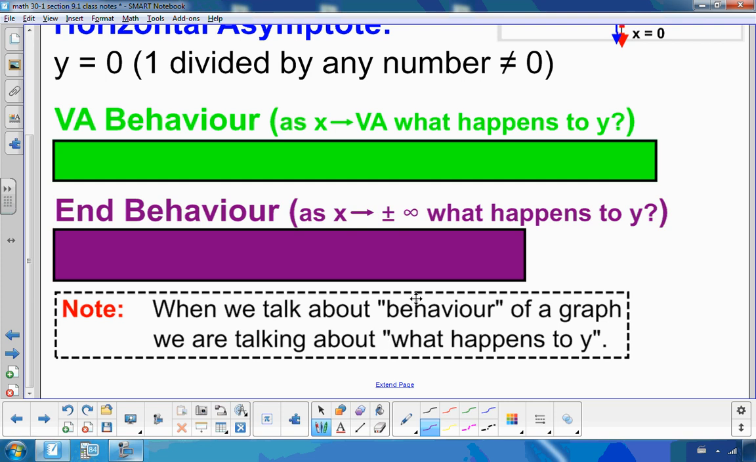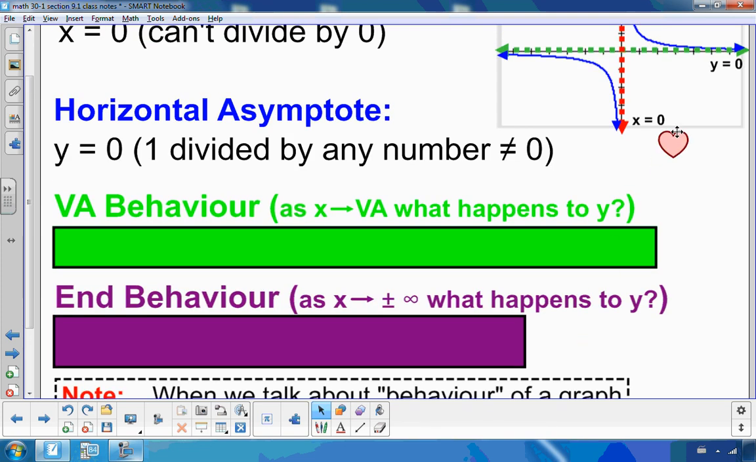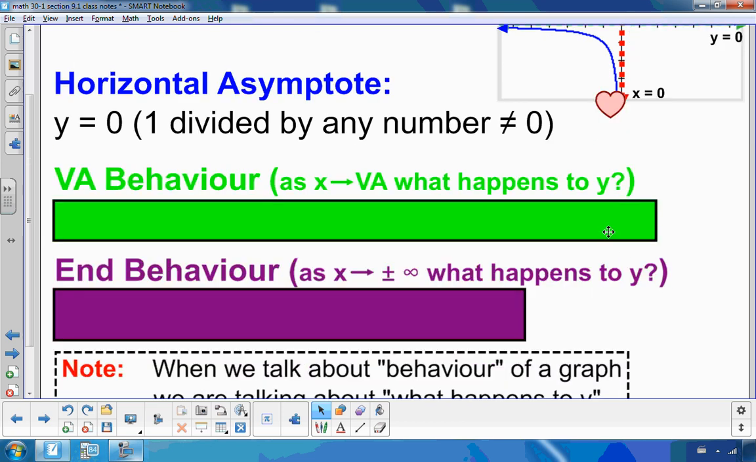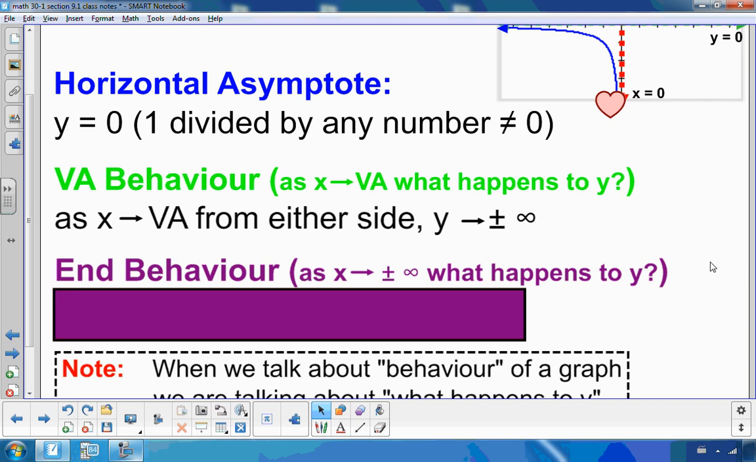So let's talk about vertical asymptote. As x approaches the vertical asymptote, what is happening to y? So let's look at this graph here. I'm going to look at as x approaches the vertical asymptote, in red here. Look, as x gets really, really close to the vertical asymptote there, y is going to positive infinity. On this side over here, as x gets really close to the vertical asymptote, y goes down to negative infinity. So as x approaches the vertical asymptote from either side, y approaches positive and negative infinity.